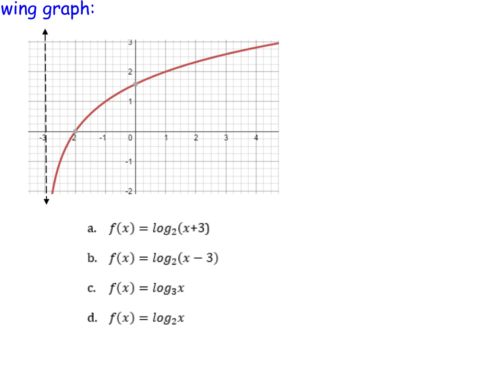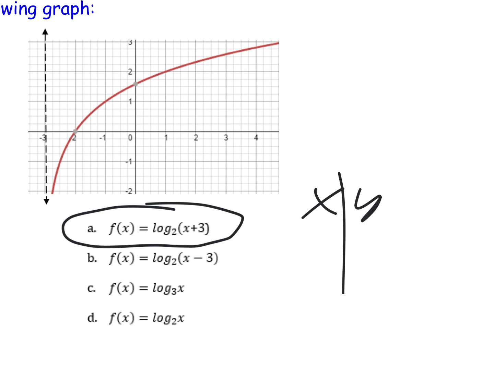It is a log. It's not a flipped log, so there's no negatives. Well, I guess there wasn't any anyways. But it's been moved left 3. Ooh, I know which one it is. Boom, it's A. Because that's the one moved left 3, right? If you weren't sure, you make an XY chart and you see if it follows.